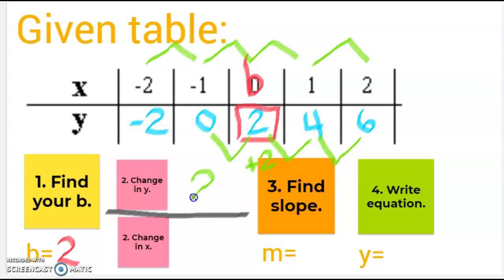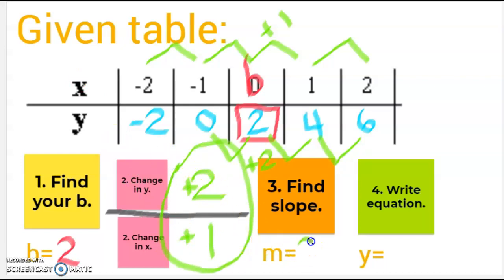So I'm going to put 2 on the top of my fraction because Y goes on top. Now I'm going to find my change in X. I know that this one is changing by plus 1. 1 plus 1 is 2, 0 plus 1 is 1. So I'm going to put a positive 1 on the bottom. If I simplify this fraction, my slope is going to simplify to be 2 because 2 divided by 1 just gives me a positive 2.